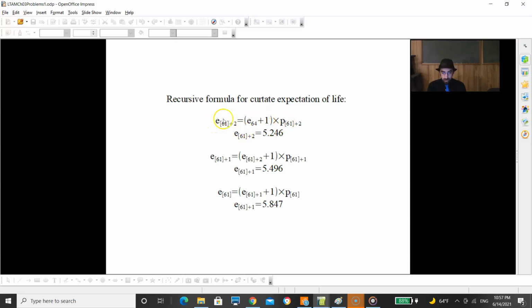Do your 1 year recursion formula. Get that a year ago, current expectation was 5.246. Do it a second time. Get 5.496. Do it one more time. To get e selected at 61 is 5.847.